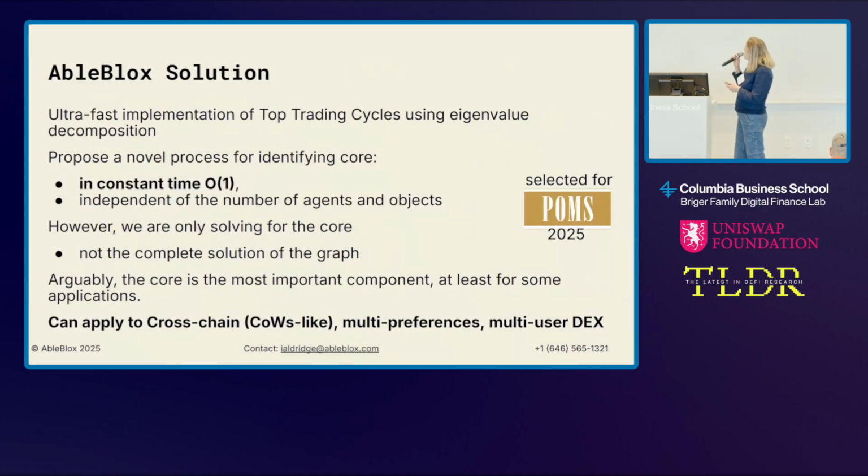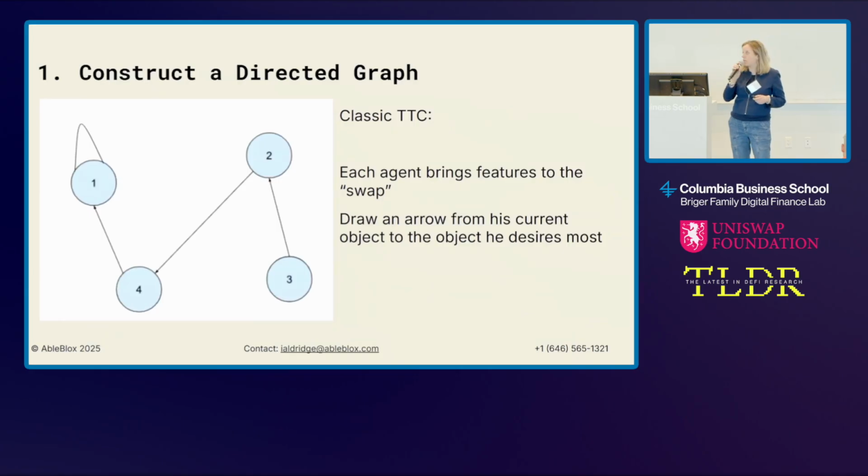So what I'm doing is I'm basically using this framework, top trading cycles, that's been very popular, and I'm applying eigenvalue decomposition to the graph of the TTC, and with the latest improvements in eigenvalue speeds, you can actually solve it in O(1), which means constant time, which means independent of how many features or products you have, you can solve it instantaneously. And you can apply it to cross chains, multi-preferences, multi-user decks. There's a ton of applications.